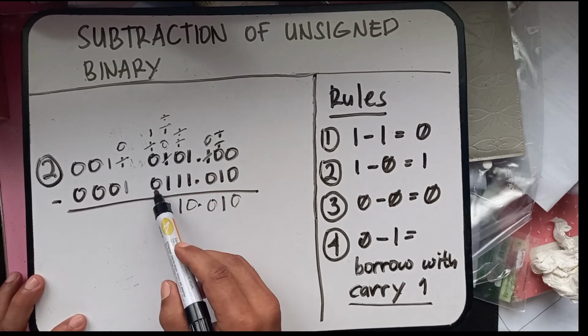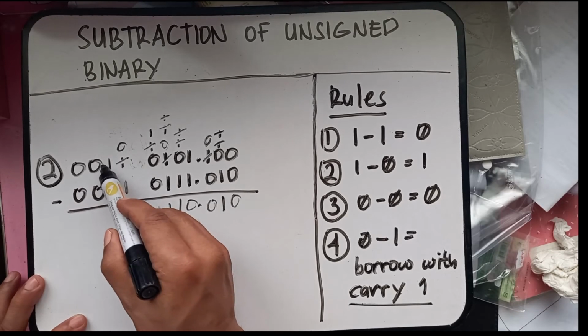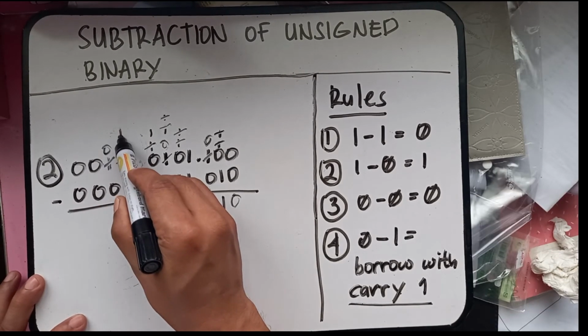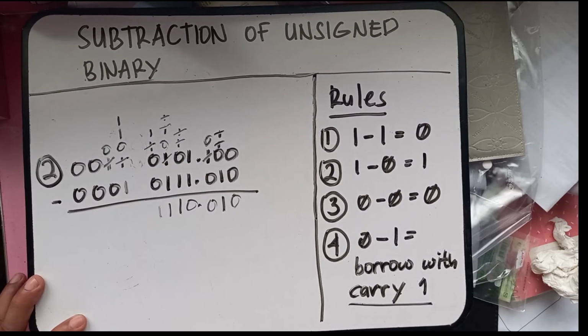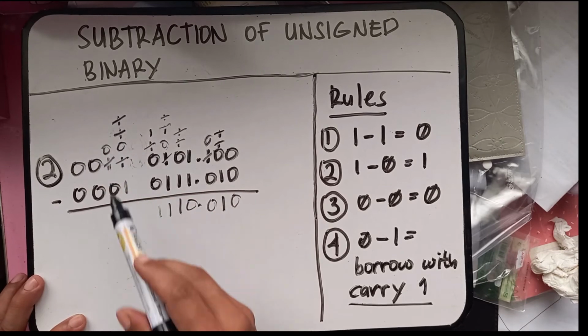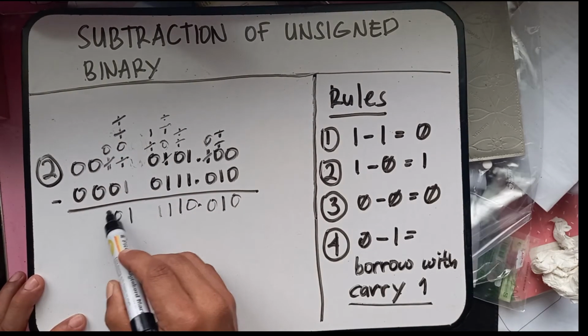Then 1 minus 0, that is 1. 0 minus 1, we cannot do that. So we have to borrow from here. So this becomes 0, and we have to add 2 ones at the top. Again, this will be cancelled out because 1 minus 1 is 0. So what is left is just 1, and then 0 for the rest.